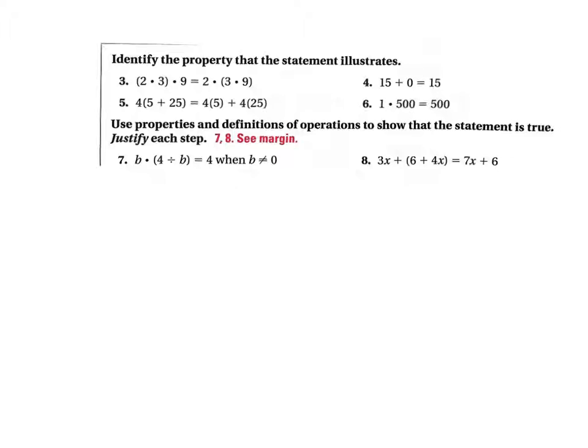So on this slide, I'm going to ask you, we're going to do the first 4 up here. What property is illustrated? If you look at the first one, number 3 up there, if you look at this side and look at this side, it's multiplication. And all they did is they grouped things differently, so we'd say that's associative. Be careful not to abbreviate associative. The associative property of multiplication.